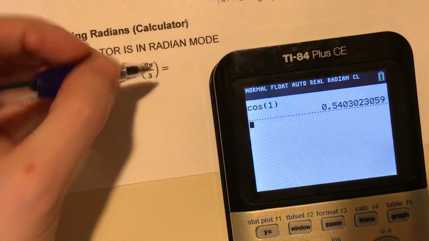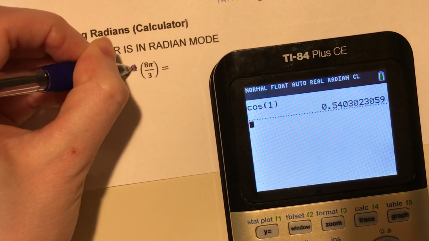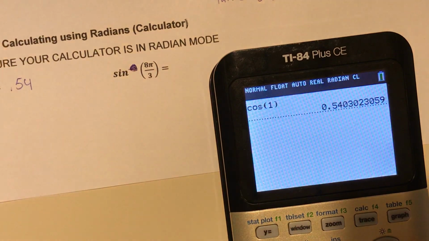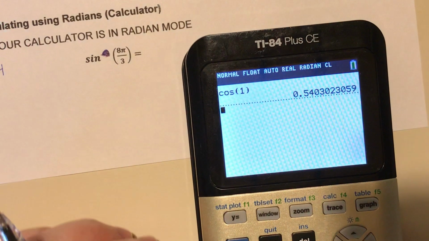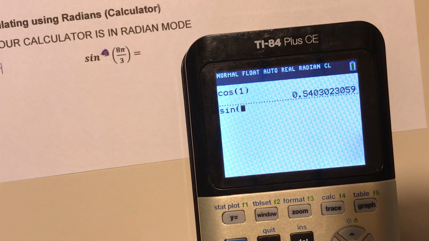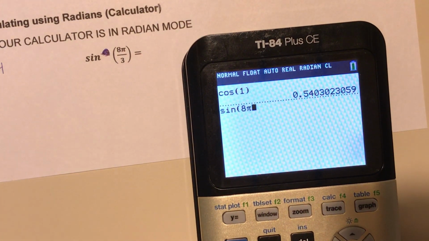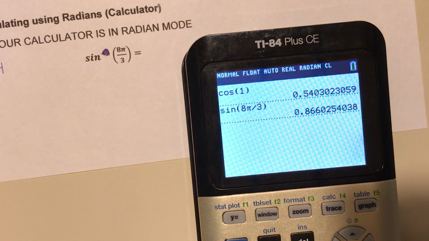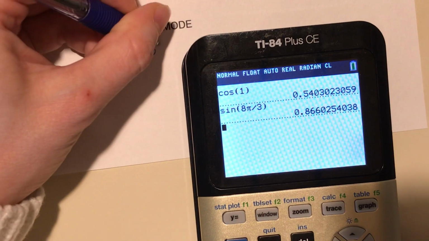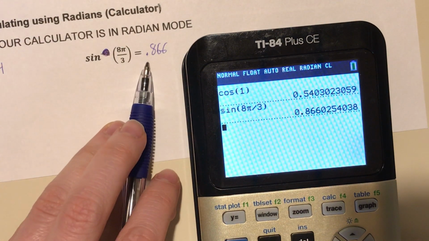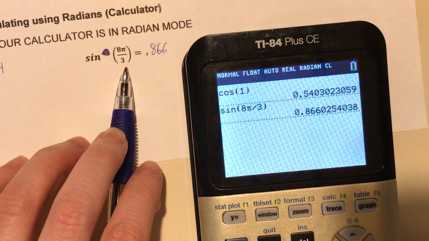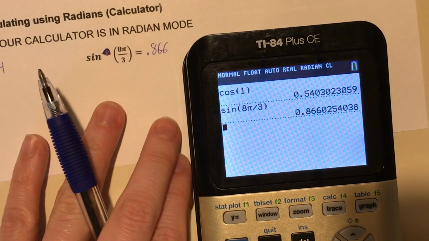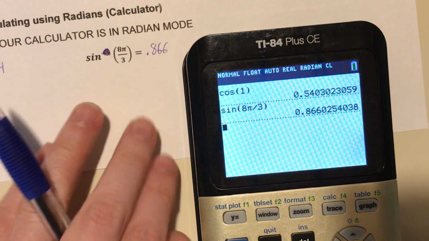Same thing here. Forget this one. We can't actually do inverse sine of this value, and we'll see tomorrow why that's true. But we can do sine of 8 pi over 3 radians. The sine of 8 pi divided by 3 is equivalent to 0.866. So 0.866 is going to be this answer. And of course, that's actually not an exact answer. We could find an exact answer for the sine of 8 pi over 3 using our unit circle, and you can try that right now if you want.